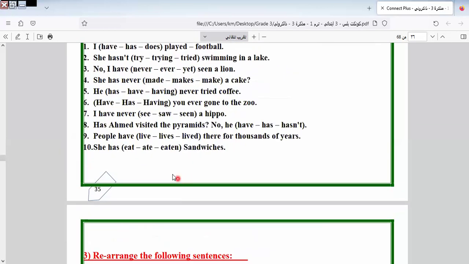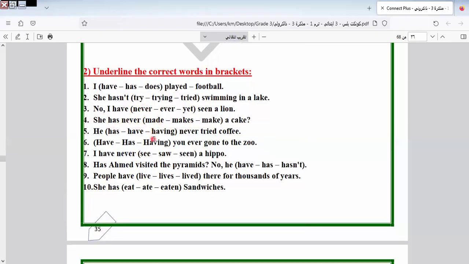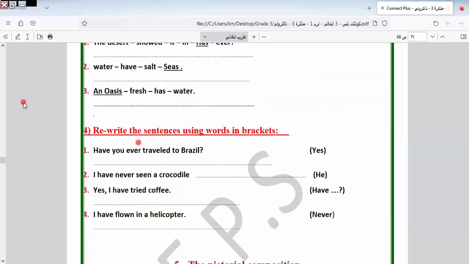Let's go to another one here. I have played football. She hasn't tried swimming. No, I have never seen. Here, not is replaced by what? By never. She has never made. Okay, I'll answer four of them and I will leave the rest for you to do by yourself.